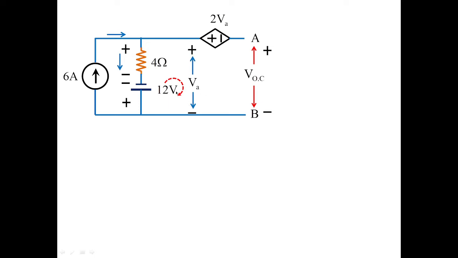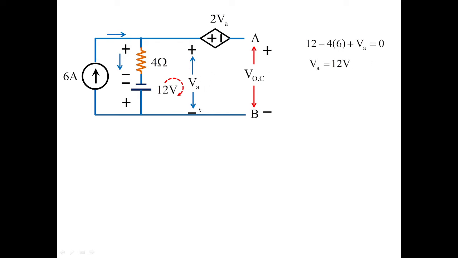So KVL in this loop we will apply, and we are going to get, see here, this is 12 volts. Then you have minus, it is attained as it is, 4 into 6 plus VA equal to 0. With this, I'm going to obtain the value of VA as 12 volts.